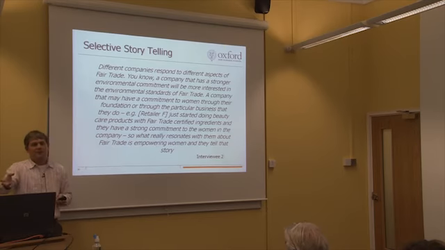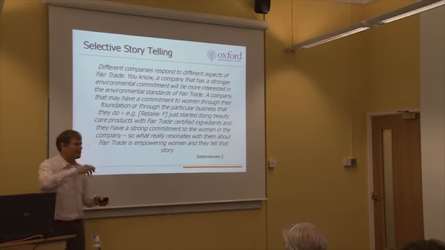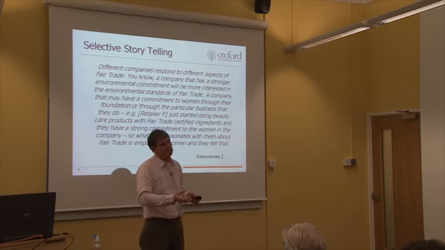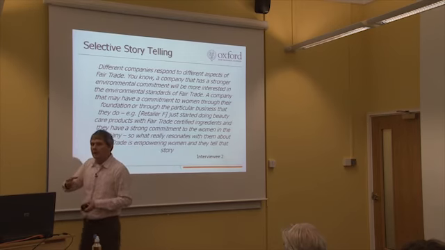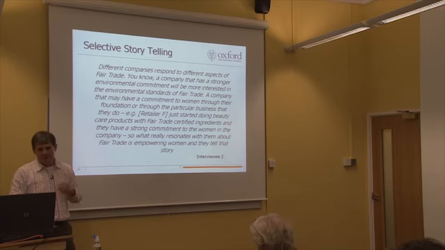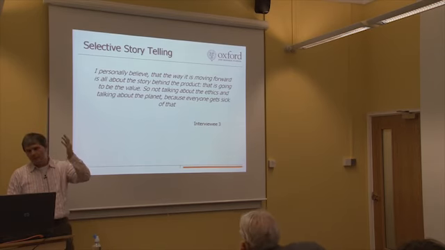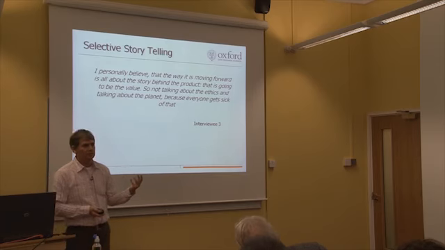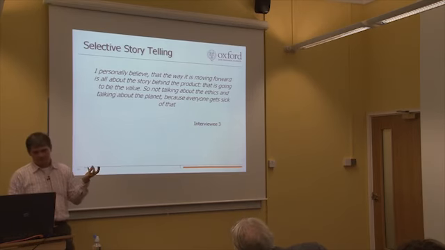Different companies respond to different aspects of fair trade. So a company that's got a stronger environmental commitment will be interested in environmental standards, and so on. So there's selective storytelling. The certification and standards mechanism via the label, which means a whole bunch of things to the fair trade movement, can be interpreted selectively by the retailer to fit their logics, standards and agendas. So it's selective storytelling. I personally believe the way to move forward is about the story behind the product. So storytelling, narratives, myths. Very strong in the kind of, yeah, exactly.